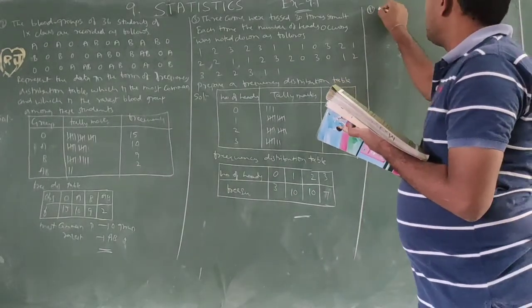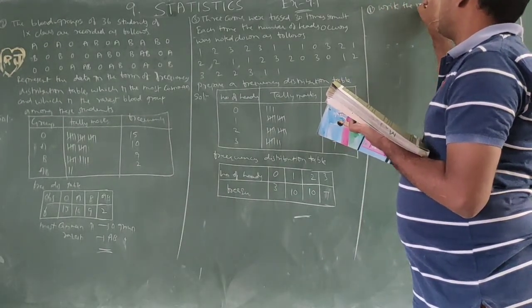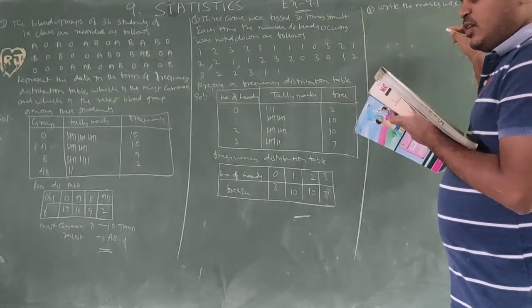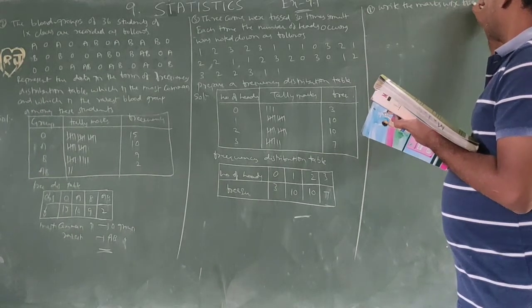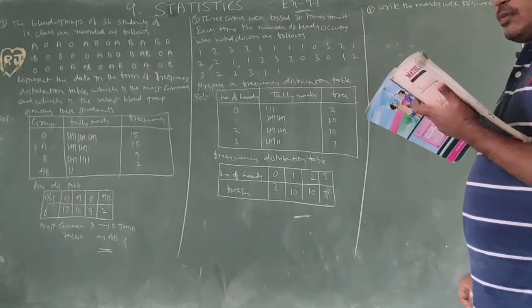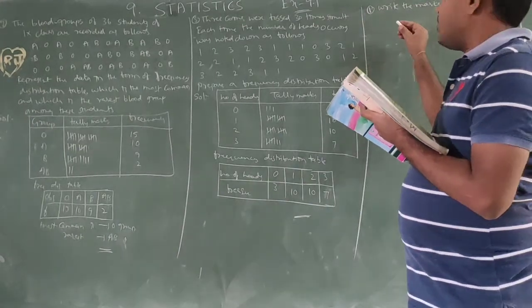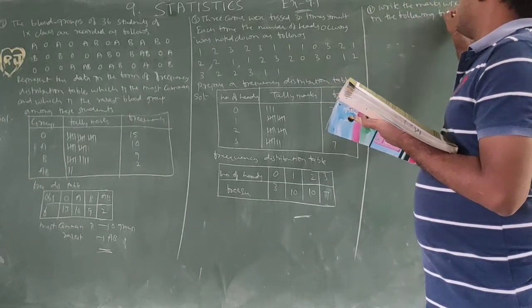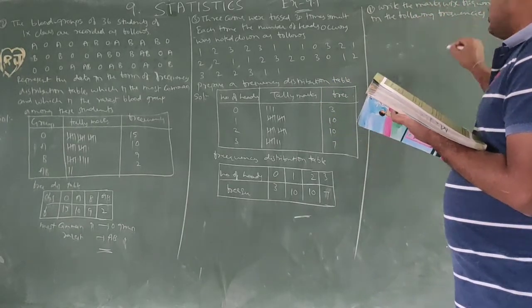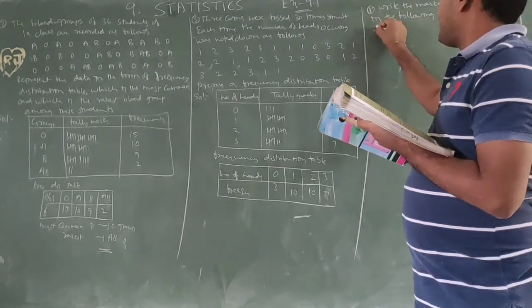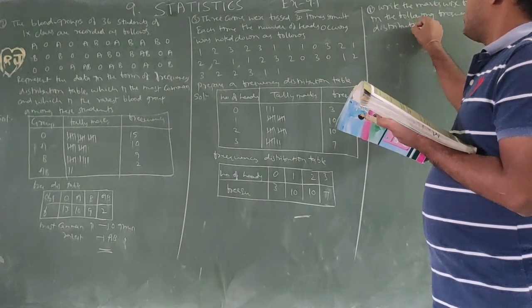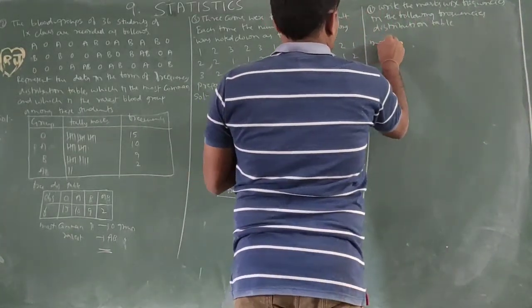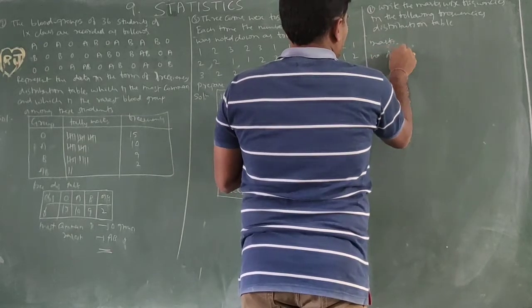Write the marks wise frequencies in the following frequency distribution table. Marks, number of students.